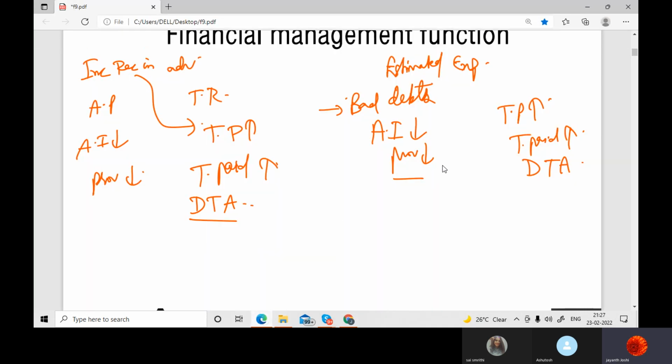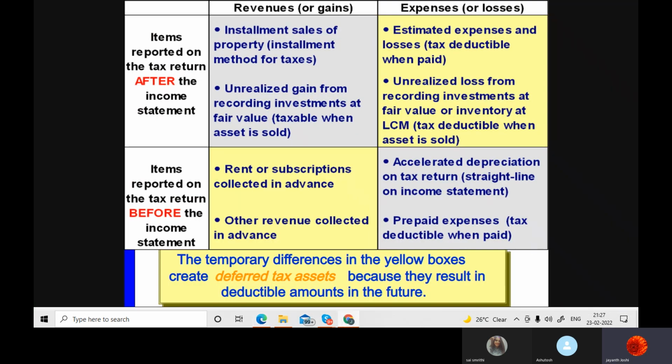That means the loss which you have shown here is an unrealized loss, which is not in the form of cash payment. You have incurred a loss, but you did not pay anything out of your pocket, so you don't show it in tax returns. So again, taxable profits are high, tax paid is high, and DTA is created, and here it is vice versa. So this is the discussion for this.